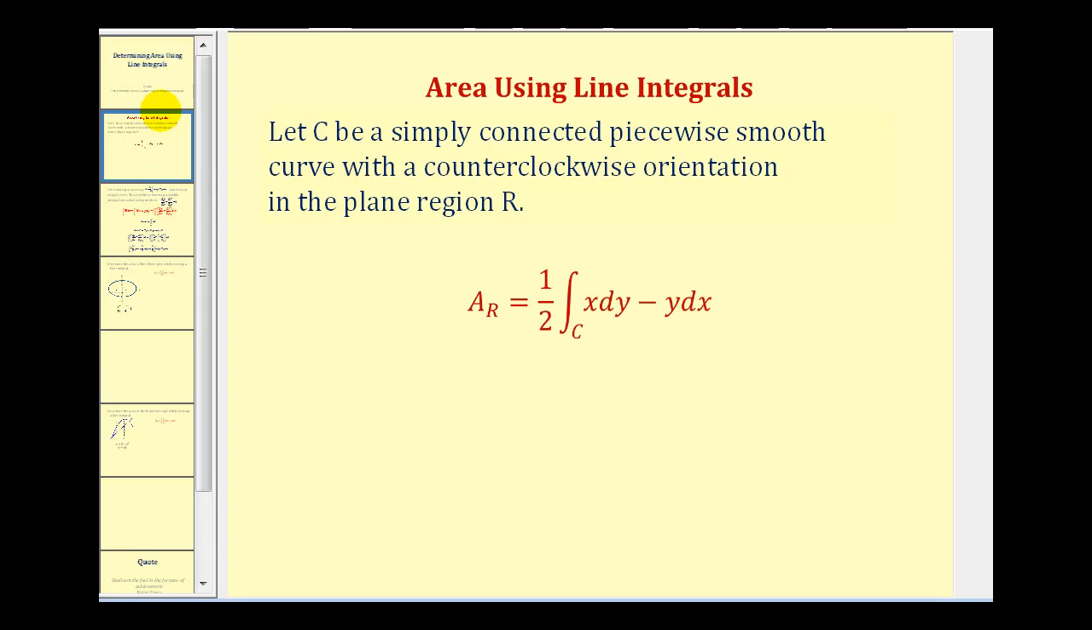If C is a simply connected piecewise smooth curve with a counterclockwise orientation in the plane region R, then the area of the region bounded by the curve is equal to 1/2 times the line integral of x dy minus y dx along curve C. And this is actually an application from Green's theorem. So let's take a look at where this formula comes from.